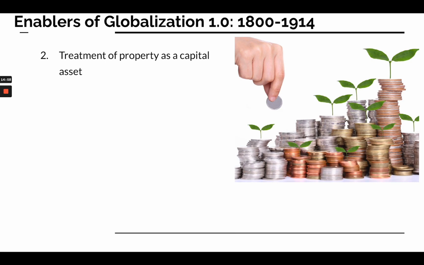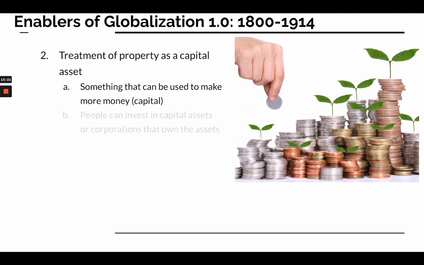And property here is not something that you just accumulate so that you can show people how much stuff you own. Property here is what's known as a capital asset. It is property that can be employed to make more money. And here, money and capital mean the same thing. People can invest their money in capital assets like land, natural resources, and factories, or they can also invest in corporations that own those assets.